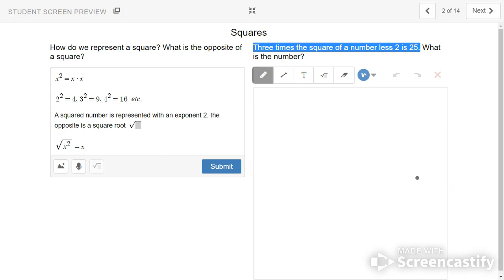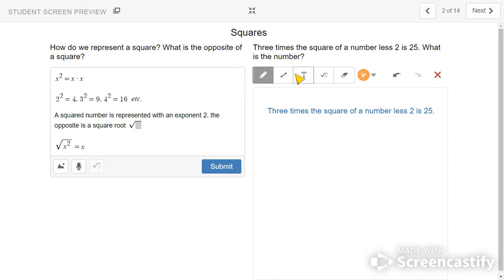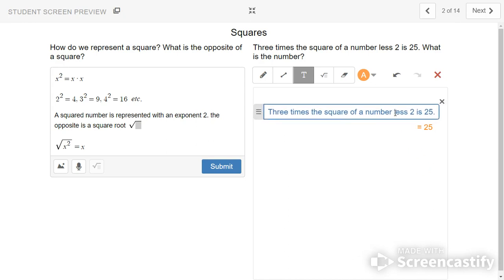Now let's look at this question here. 3 times the square of a number less 2 is 25. What is the number? There's a lot of things going on here, but we can undo things a little bit at a time. Is 25? We know that we can interpret that as equals 25. So something will eventually equal 25. The words less 2 means I'm going to subtract 2.